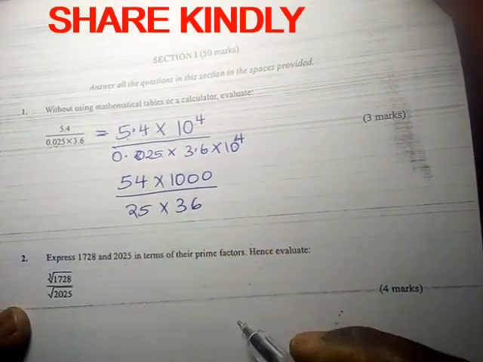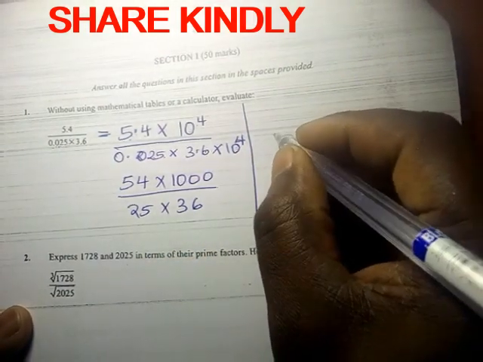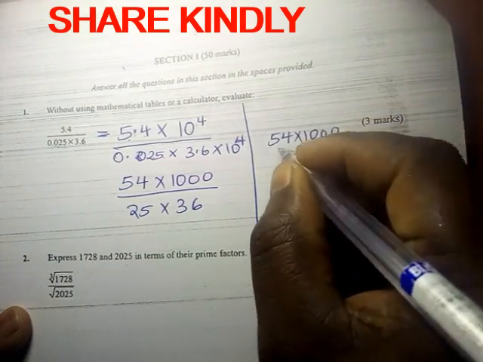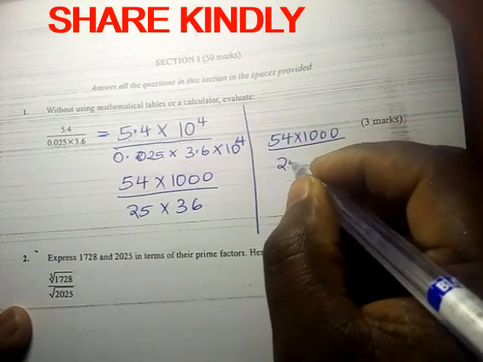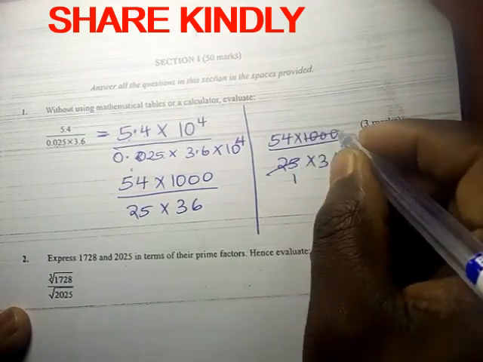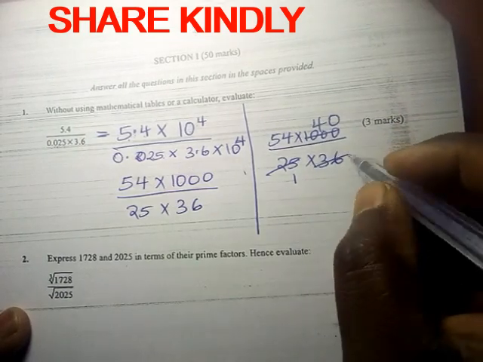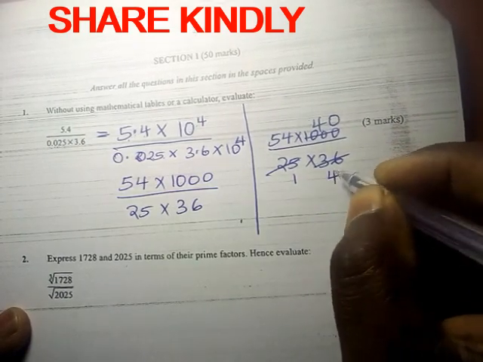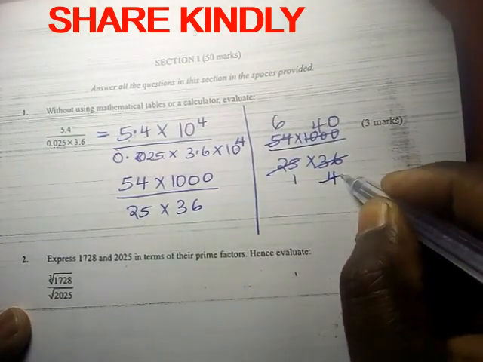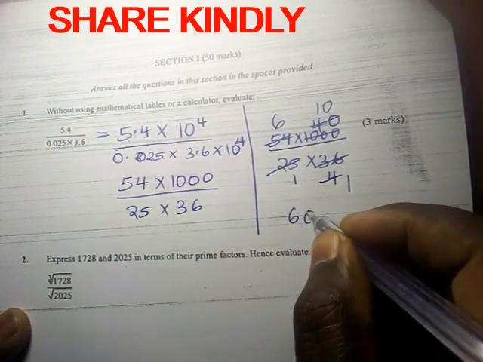From there now you simplify. Let me write it here so that we can simplify. 54 times 1000 divided by 25 times 36. 25 once here, 40. 9 here, 4 times. 9 here, 6. 4 here, 1. 4 here, 10. So the answer is 60.